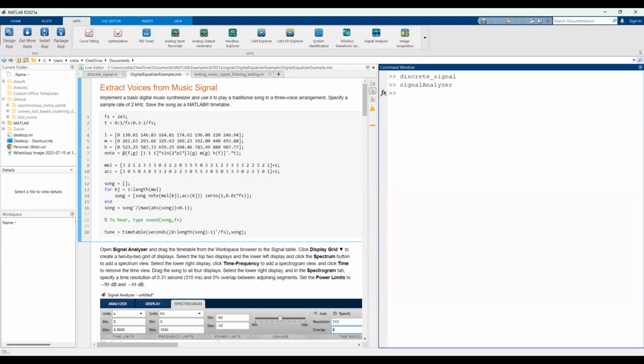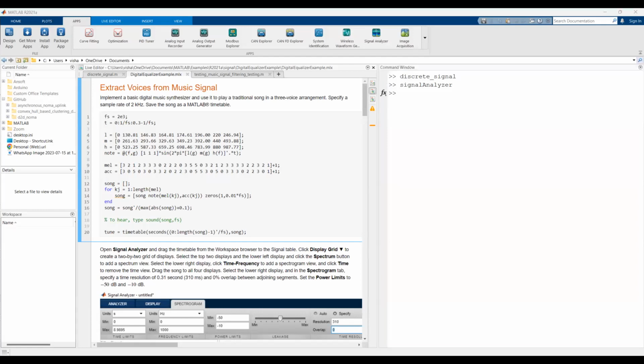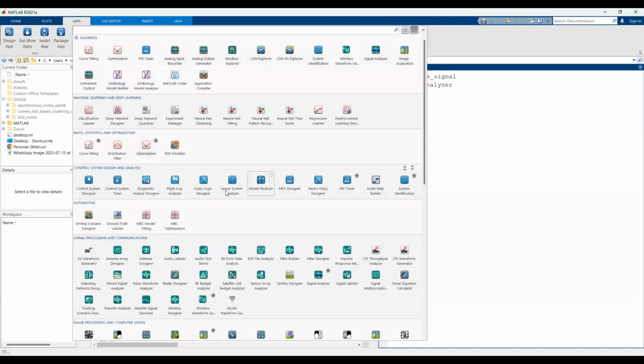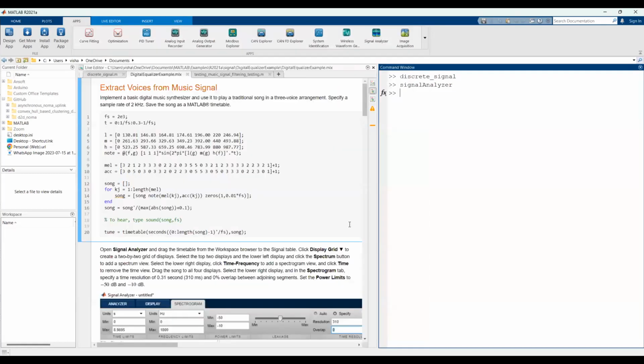I think I already have it open, so it doesn't open again. Either in that method, or in the top menu, you can go to Apps. There are several apps that you can see. In there you have the Signal Analyzer app, right? This app you can select.